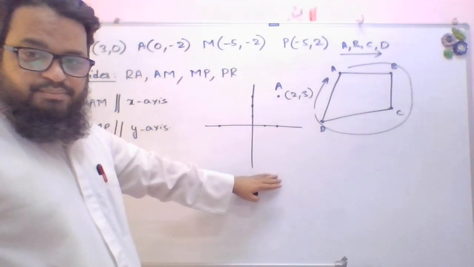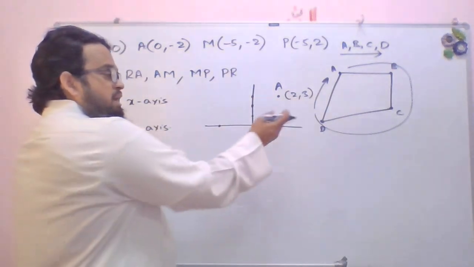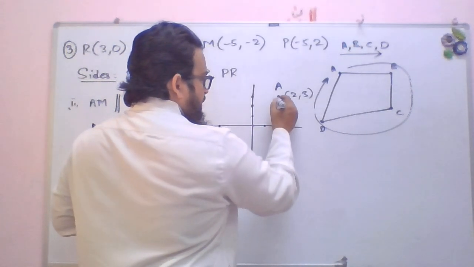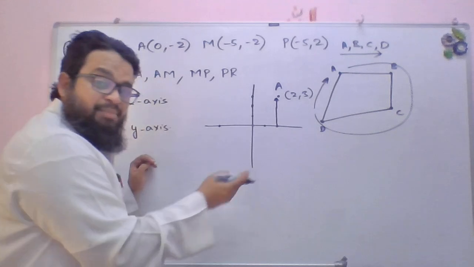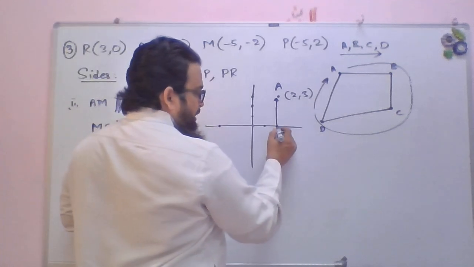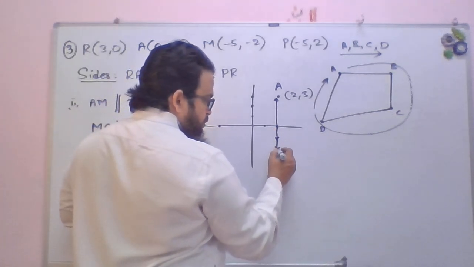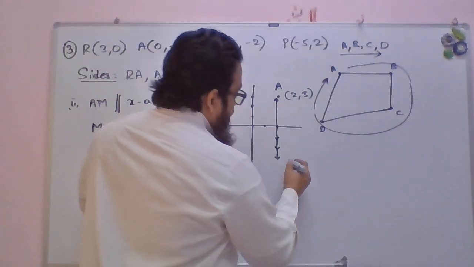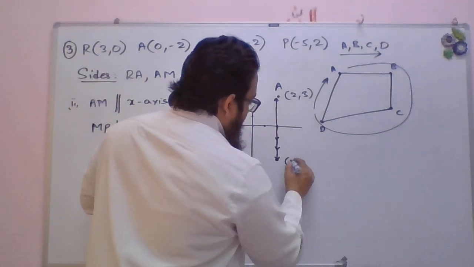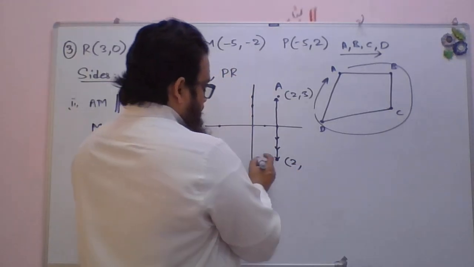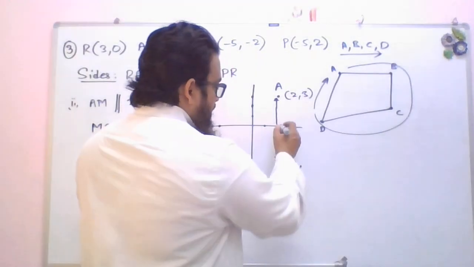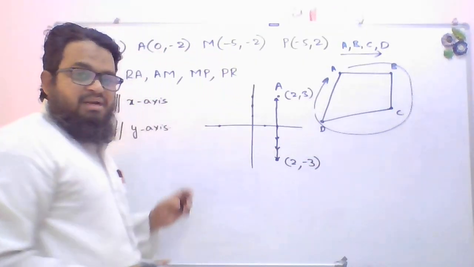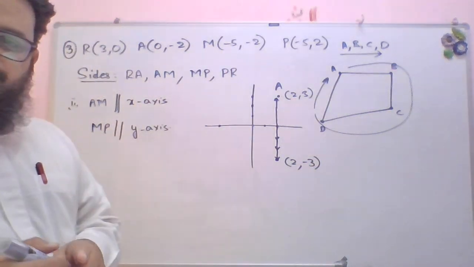So if I ask what is the mirror image of this point A along the x-axis, this is the x-axis. What is the distance? 1, 2, 3 units, right? So the mirror image along the x-axis will be 3 units below the x-axis. What is this point? 2 comma -3. The x coordinate is 2 and the y coordinate is -3. So this is the mirror image.